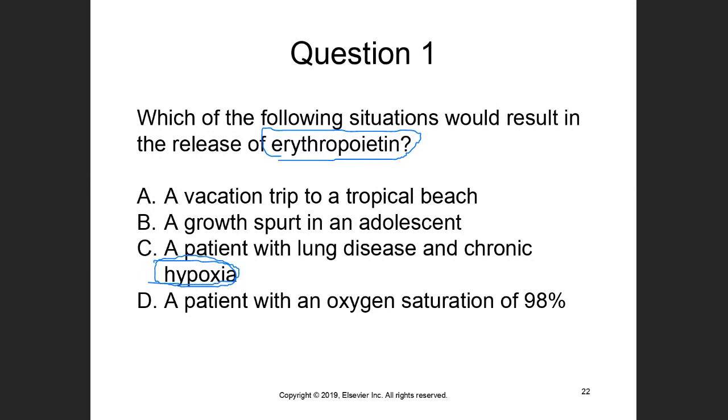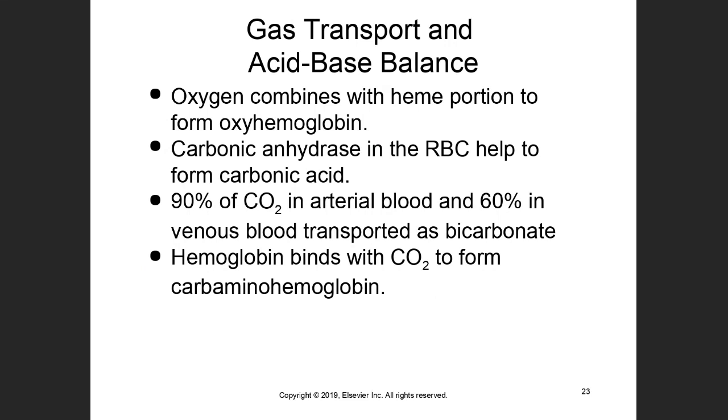Doesn't matter if the patient has a lung problem, any problem that produces hypoxemia, you start secreting erythropoietin, okay? Because hypoxemia means that the oxygen is low. Hypoxia is low oxygen. Hypoxemia is low oxygen in the blood.